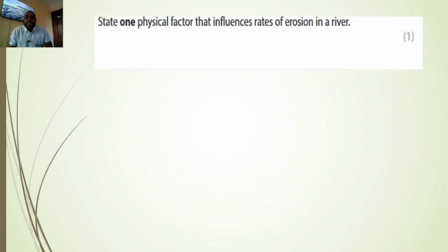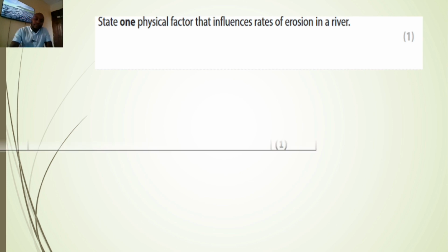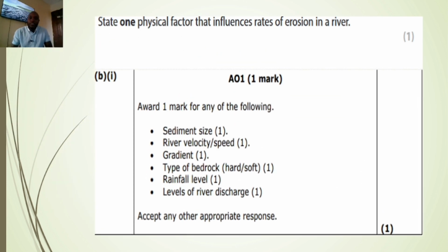Then, state one physical factor that influences the rates of erosion in a river. All that we've mentioned, guys, you know them. Voila: sediment size, river velocity. I've told you that is the same thing. Rainfall level, that's the amount of precipitation actually. Level of river discharge, the same. But when you're told to explain, please explain. Because when you talk about, for example, sediment size, if it's too heavy, it will be so hard to erode. And river velocity, when the velocity of the river is too high, erosion rates will be higher.